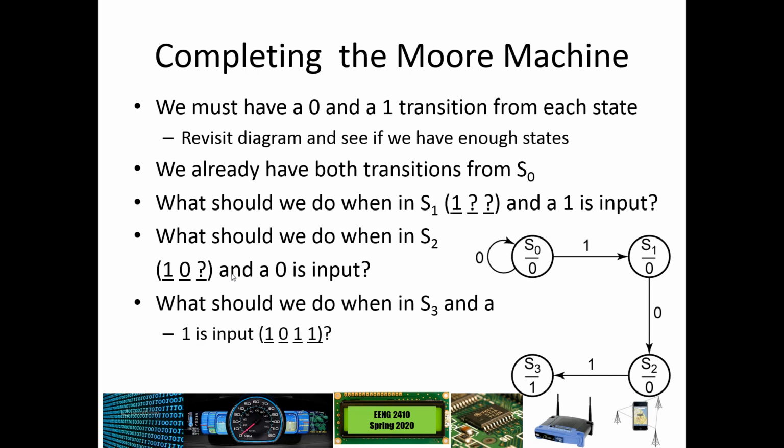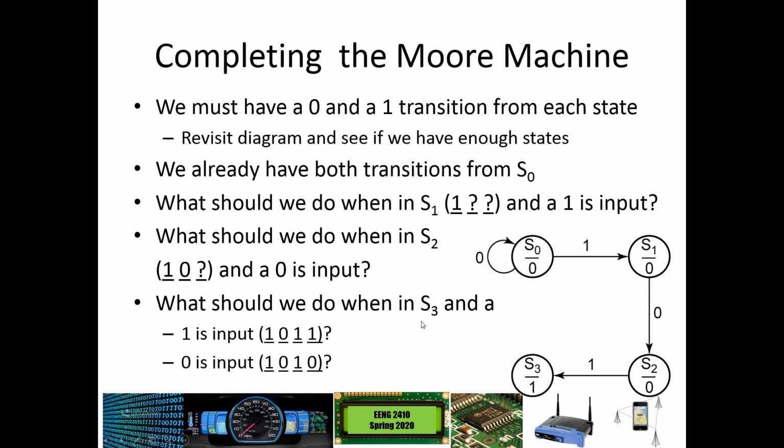And then, if we look at our history, when we're in S3 and we get in a 1 input, our last 4 bits will be 1, 0, 1, 1. Well, that last 1 that we get in there could be the beginning of another sequence, so we can transition over to S1 to indicate that would be the start there.